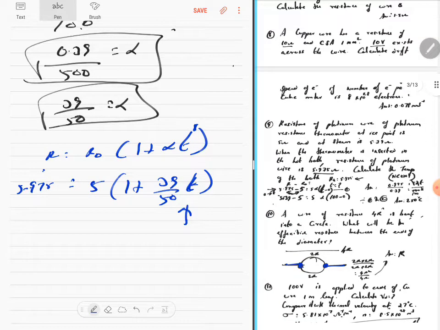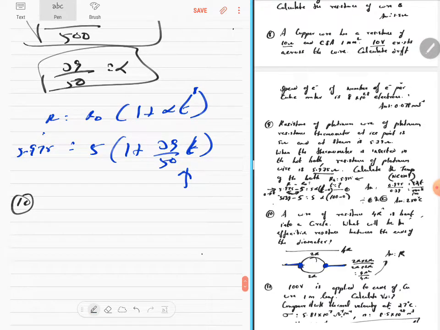It is the 10th question. The 10th question: a wire of resistance 4R is bent in the form of a circle. When you bend a wire of resistance 4R in the form of a circle, what will be the effective resistance at the end of the diameter? Means this is the end of the diameter.